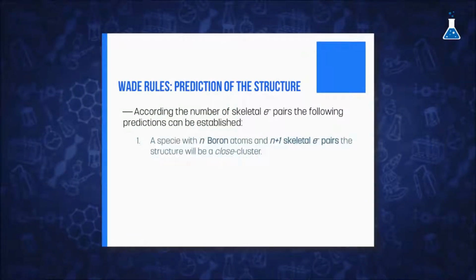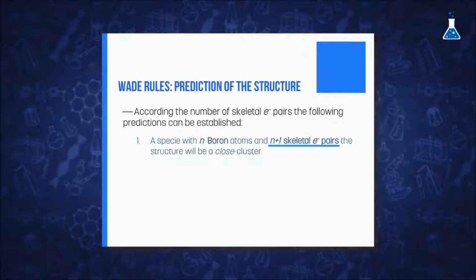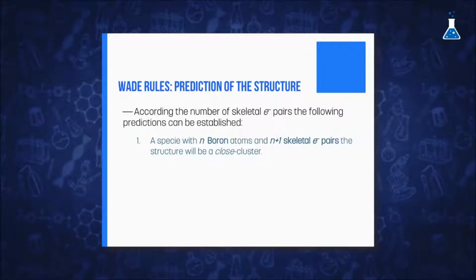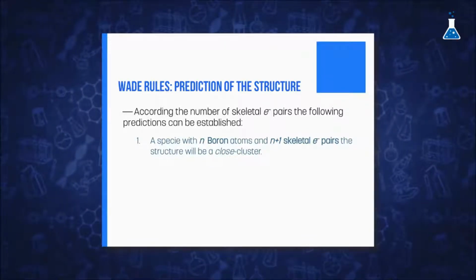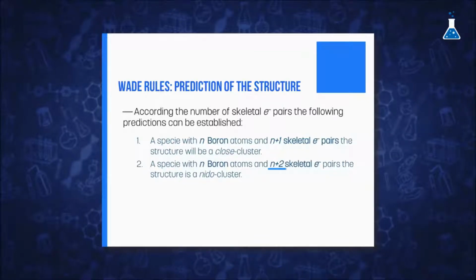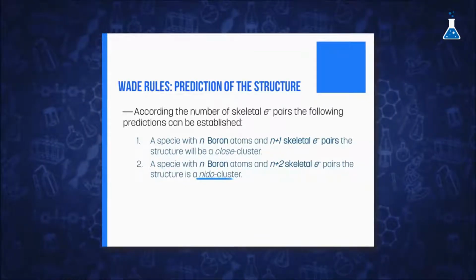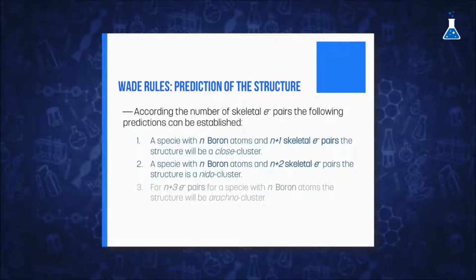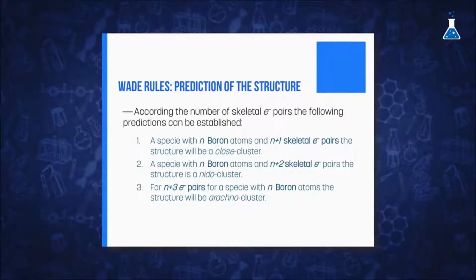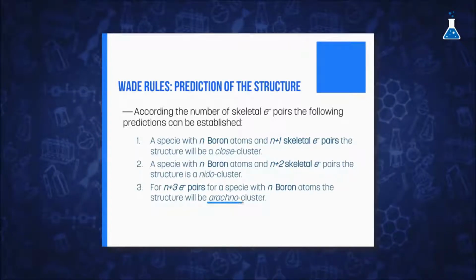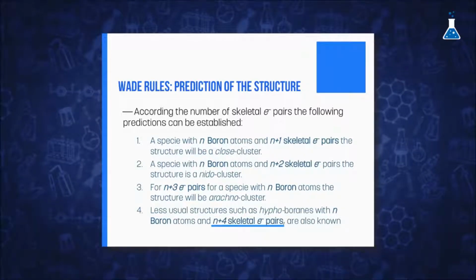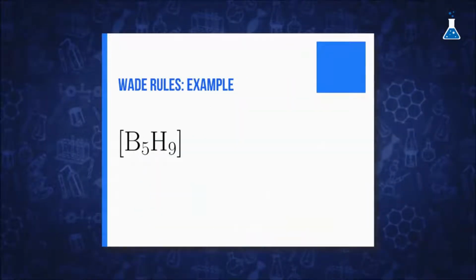Prediction of the structure. First, a species of n boron atoms and n+1 skeletal electron pairs has a B atom at each corner of a closed deltahedron, which forms the structure of a closo cluster. Second, a species of n boron atoms and n+2 skeletal electron pairs, which is derived from closo but lost one vertex, is called a nido cluster. For n+3 electron pairs, for a species of n boron atoms, which is a closed borane polyhedron but lost 2 vertices, is called an arachno cluster. Less usual structures such as hypho boranes with n boron atoms and n+4 skeletal electron pairs are also known.